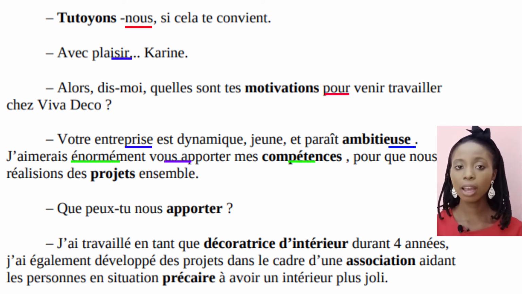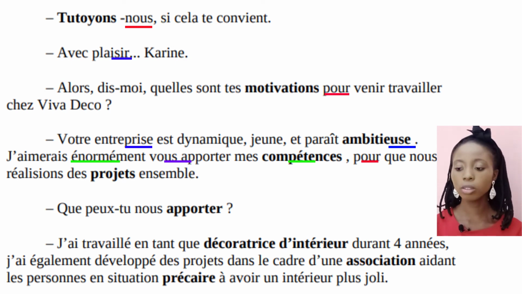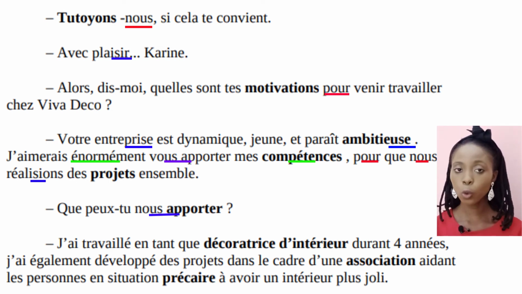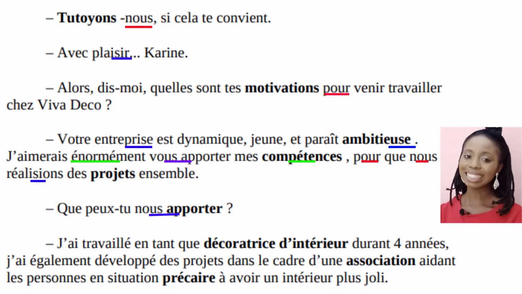Don't forget our E accent aigu. Pour, we have our OO sound, que nous, our OO sound. Réalisons. So we have our E accent aigu and our S in between two vowels. So réalisons des projets ensemble. Que peux-tu nous apporter? We have our OO sound there and our S in between two vowels to have apporter.